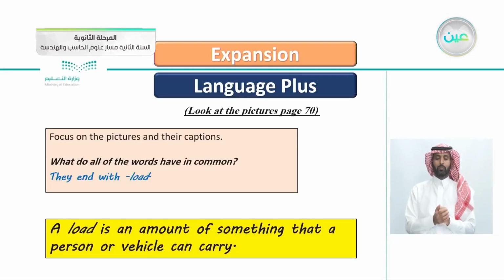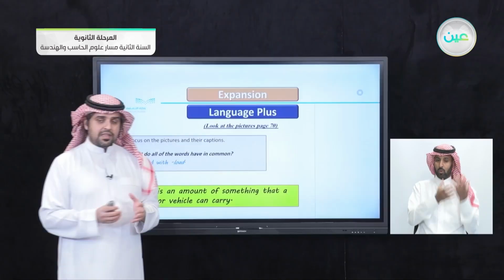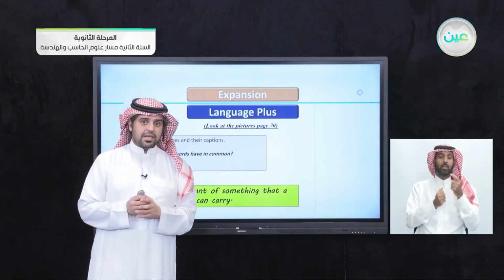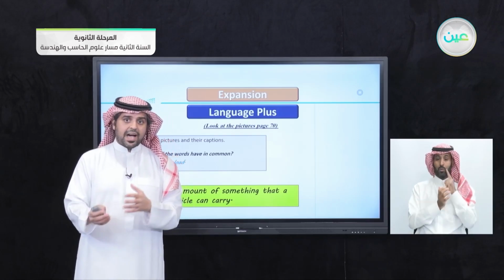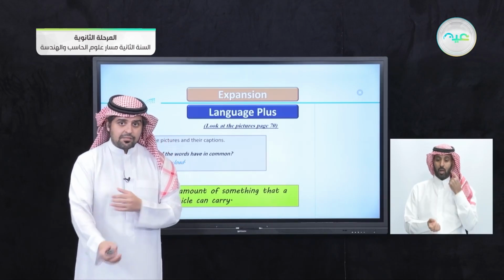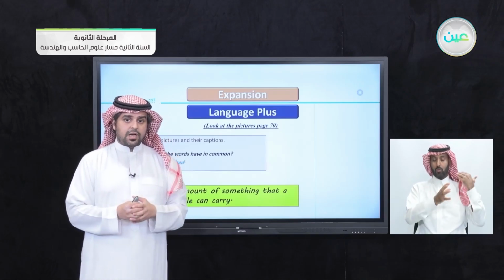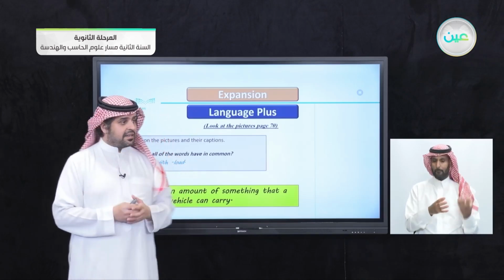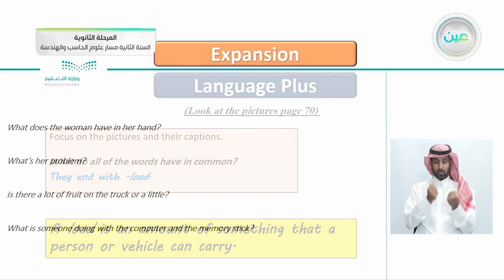A load is an amount of something that a person or a vehicle can carry. So the word load means the amount of something that a vehicle or a person can carry. When you carry an armload, it means what your arms can carry. This is an armload. On the other hand, the truckload is how much the truck can carry. So again, a load is an amount of something that a person or a vehicle can carry.